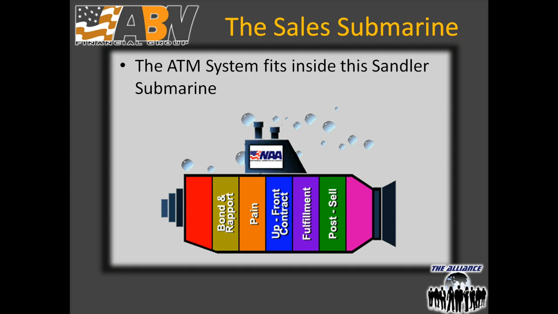The five steps of the Sandler sales submarine are designed to fulfill those five elements of a righteous sale. The bond and rapport is designed to create trust so that the client believes you, and it gives you the credibility to ask the questions in the pain process. After the bond and rapport, it allows you to move to the pain, finding out what problem they are trying to solve. If the client has no pain for you to take care of, then you're not going to make a sale, because it doesn't make sense to sell to someone who doesn't need what you're selling. So our job is to find and develop the pain so that they have a problem to solve.